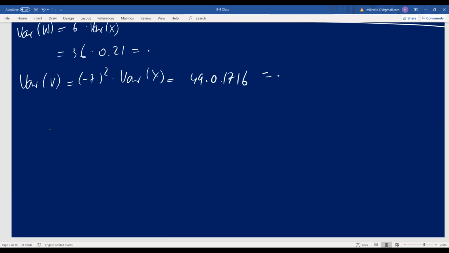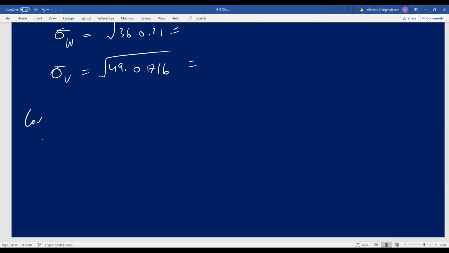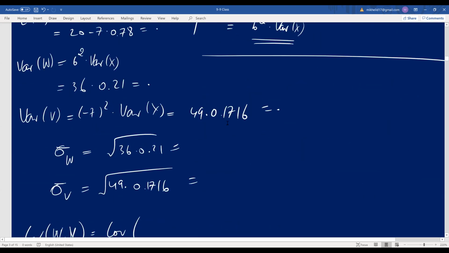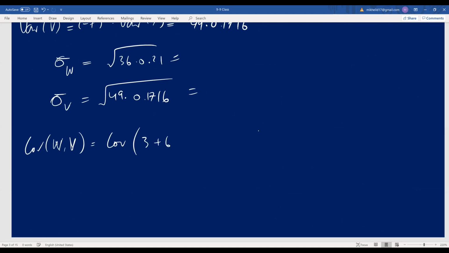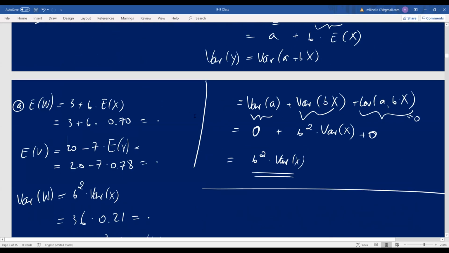Now the last one: clearly you can calculate the standard deviations, right? Because sigma of w will be the square root of 36 times 0.21, and sigma of v will be the square root of 49 times 0.1716. And then the last question here is, what's the covariance between W and V? Let me give you this. This is covariance between W, which is 3 plus 6 times X, comma, and V, which is 20 minus 7 times Y.